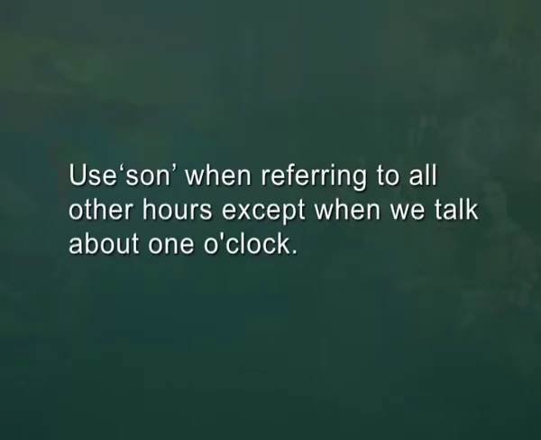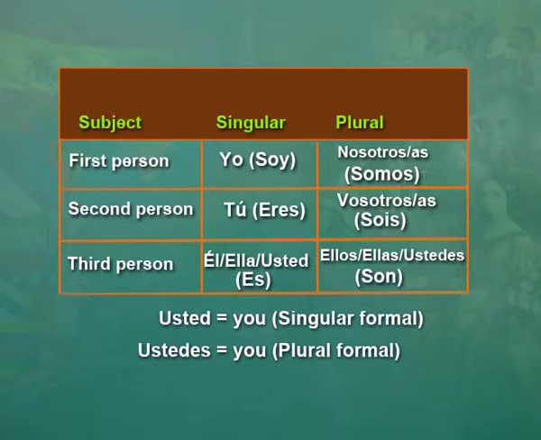Use son, the plural conjugation of ser, when we are referring to all other hours except 1 o'clock, because all the hours are plural. Do you remember? Let us revise the conjugation of verb ser. I will read it out again. Ser: yo soy, tú eres, él es, nosotros, nosotras somos, vosotros, vosotras sois, ellos, ellas, ustedes son.